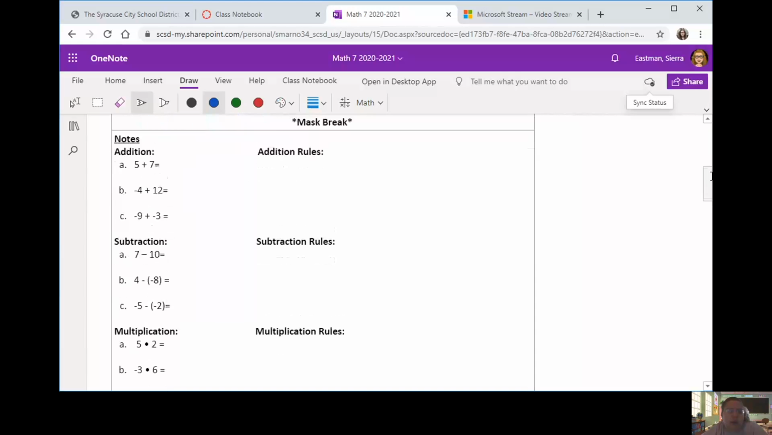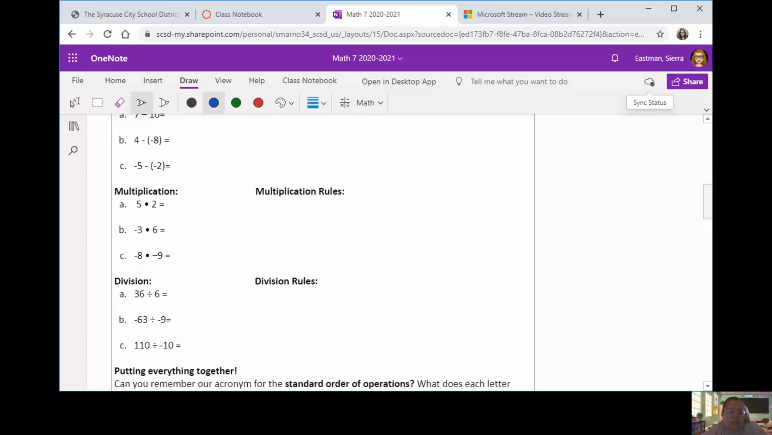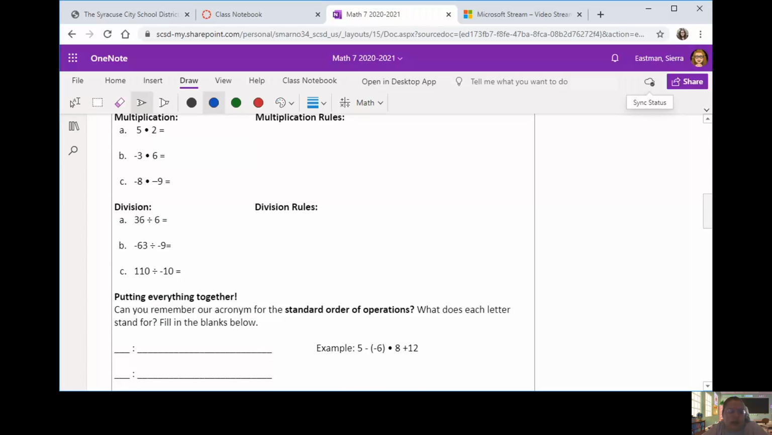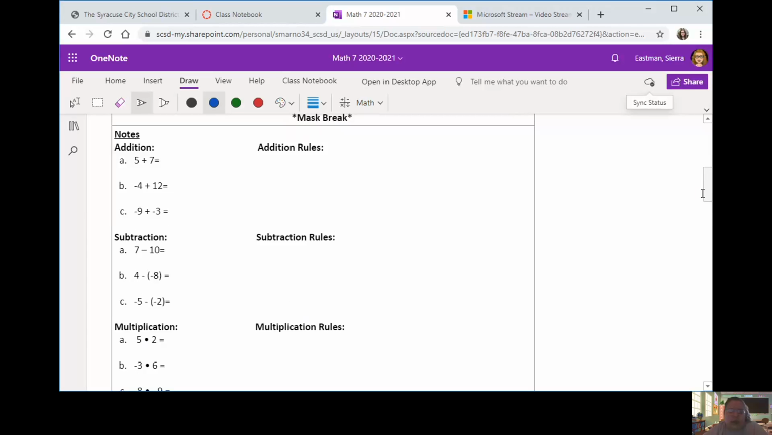Before we start talking about some rules, I want you guys to go through these sections: addition, subtraction, multiplication, and division. Don't worry about the rules column yet. But on our kind of practice column here, start filling in some of those answers. Pause here and see how many you can get.